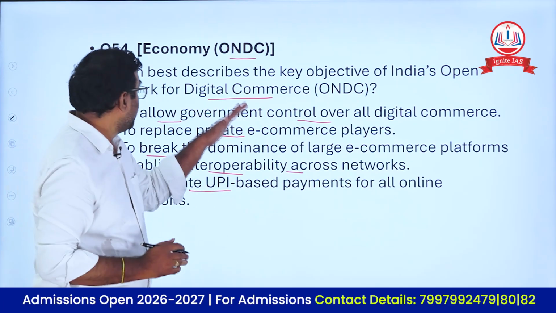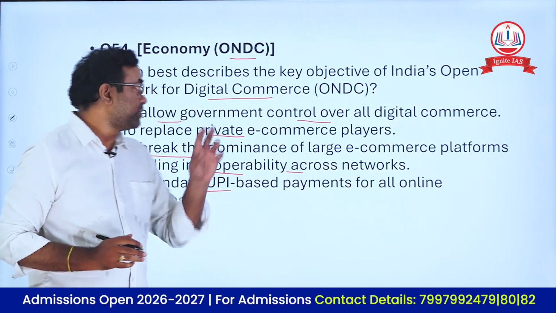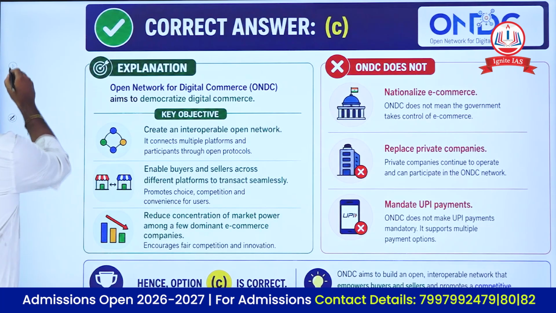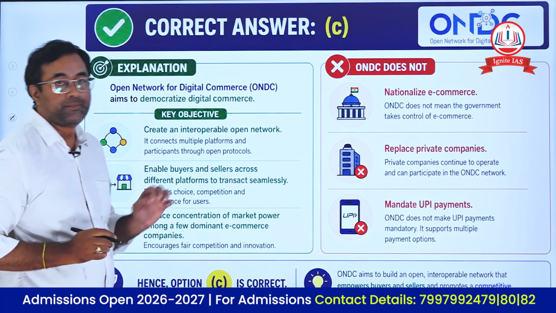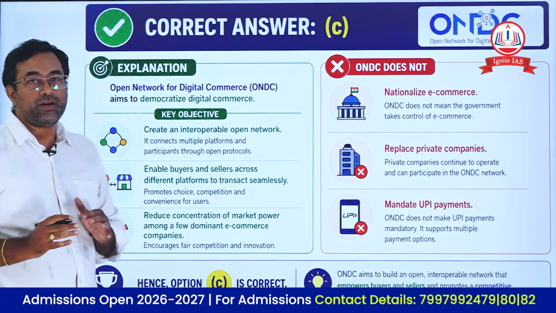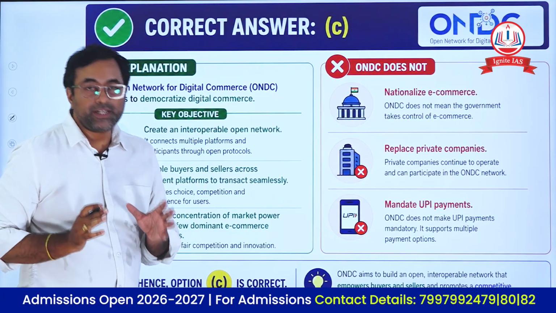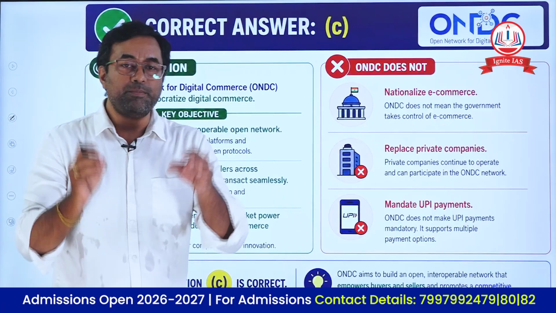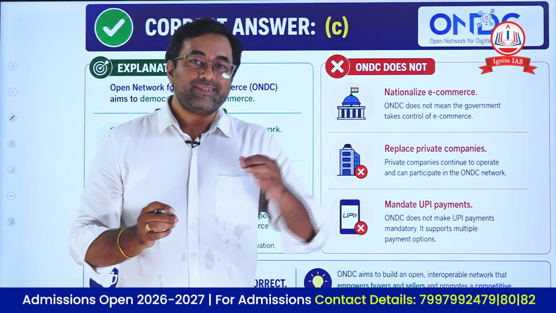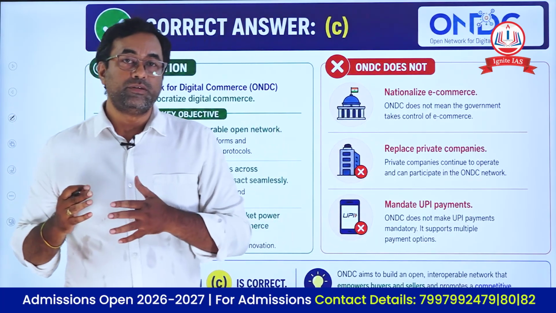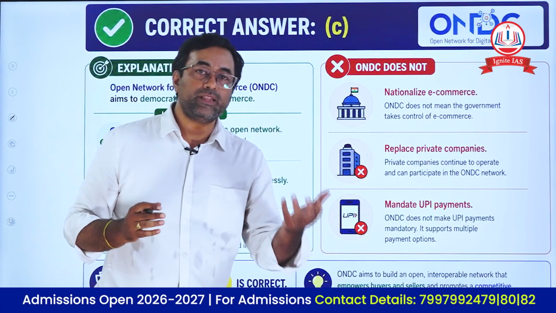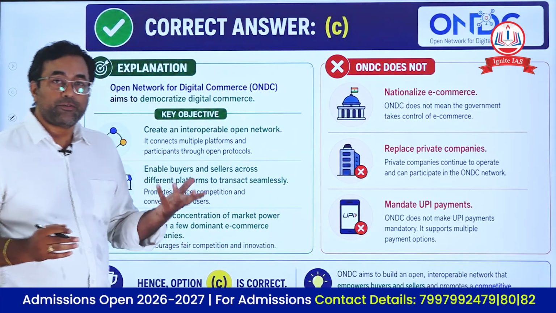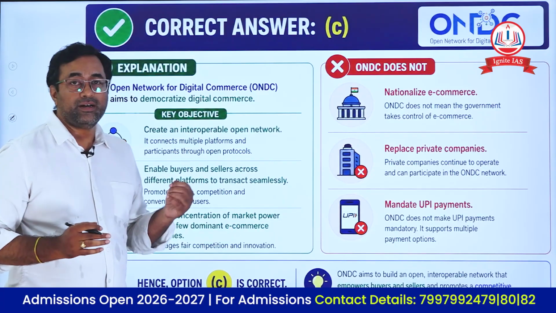So among all these options, which one is considered to be the objective of ONDC? The answer over here is option C. So what is ONDC? Open Network for Digital Commerce. This is an online platform where buyers and sellers can come and participate in selling or buying of goods. Different types of vendors can participate in that platform and use it free of cost. It is supported by the government.